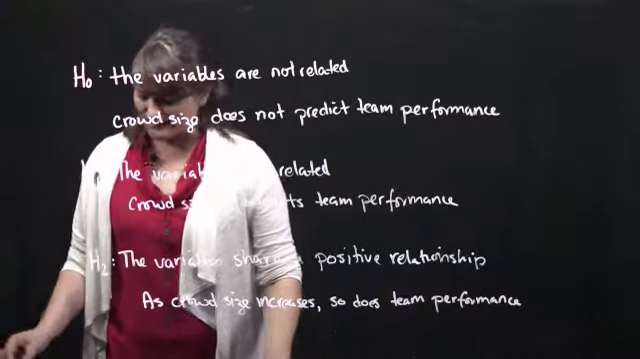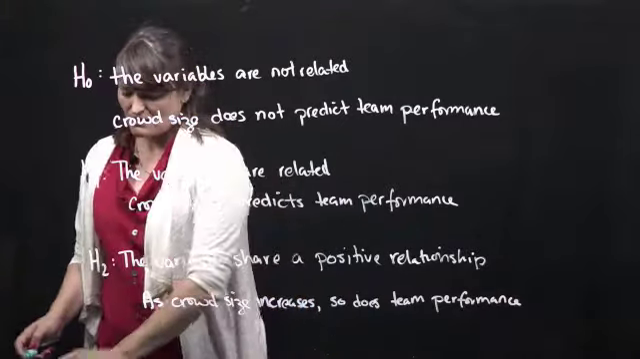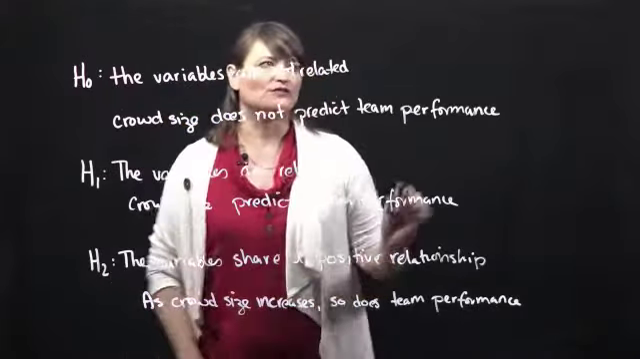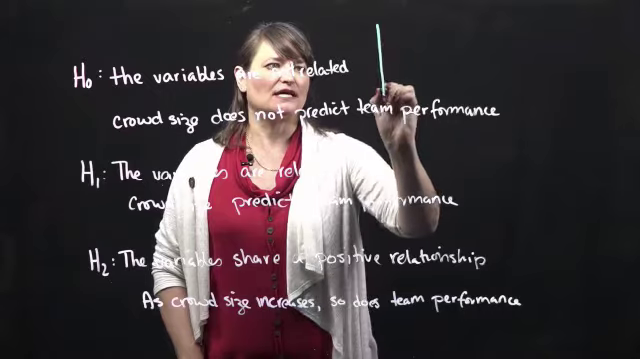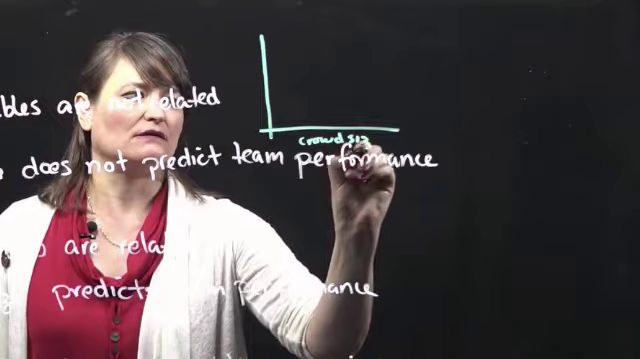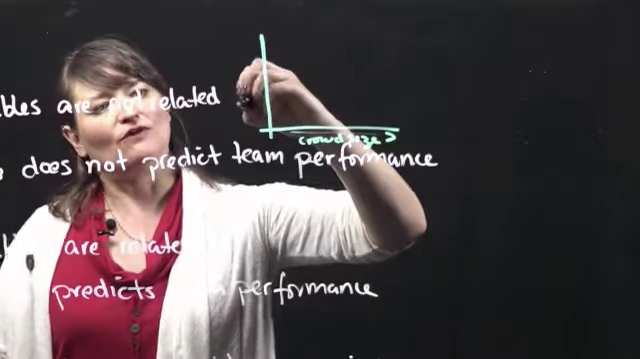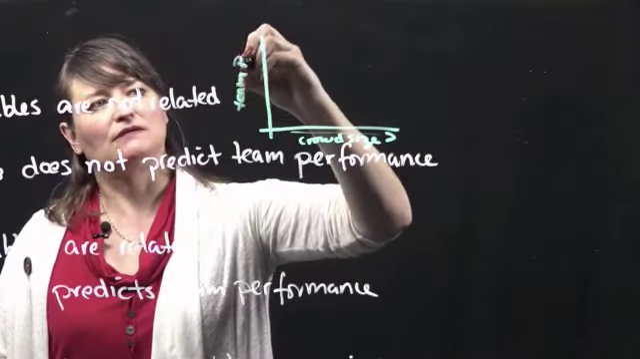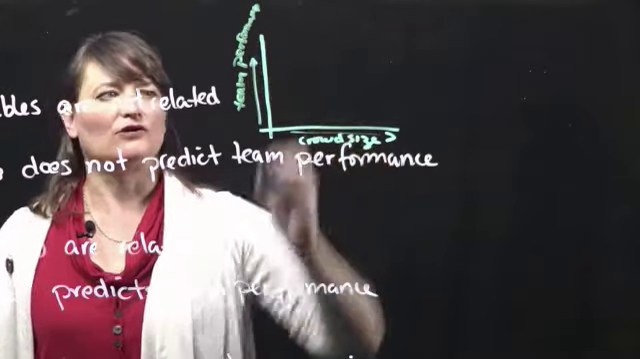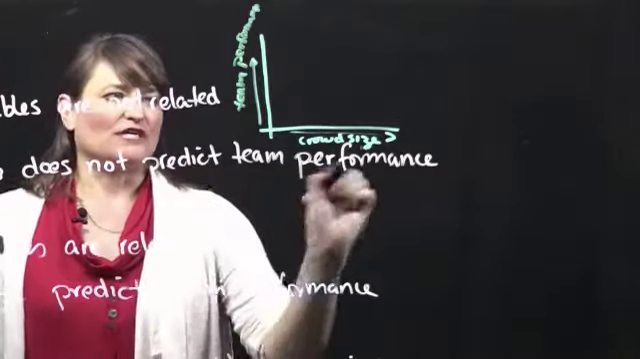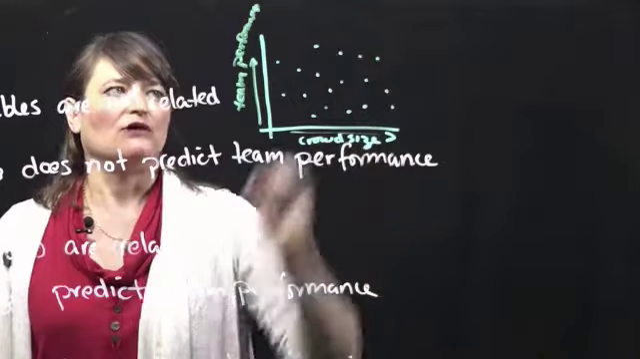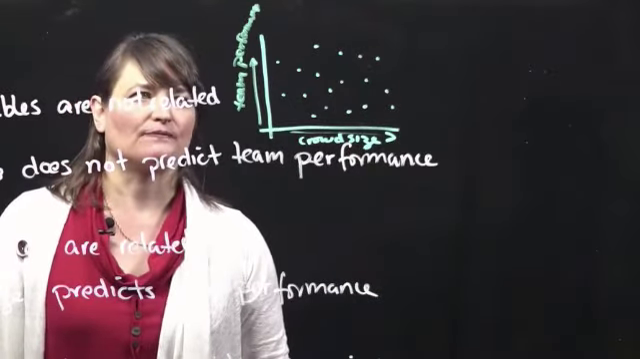Let's think about what this really means. What are we actually saying here? If we say that crowd size does not predict team performance, we're saying that if we were to look at that data, with crowd size on the bottom increasing and team performance on the y-axis increasing, crowd size does not predict team performance. We see just as good performance regardless of crowd size.